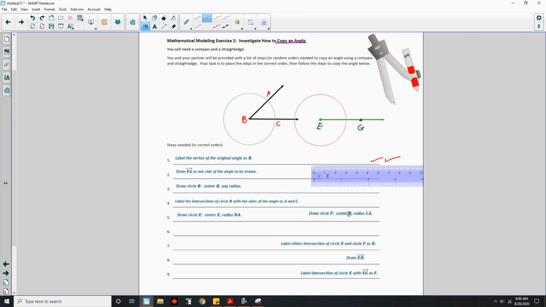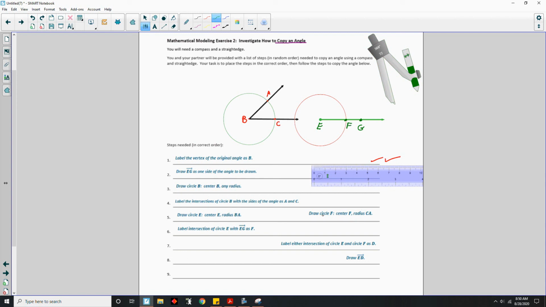So now it says draw circle F. I don't have point F yet. I can't do that. Label either intersection of circle E and circle F. Don't have a circle F. Draw ED. Can't really do that. Label intersection of circle E with EG as F. Okay, I can do that. So I have a circle E intersecting ray EG, so I can call that point right here F.